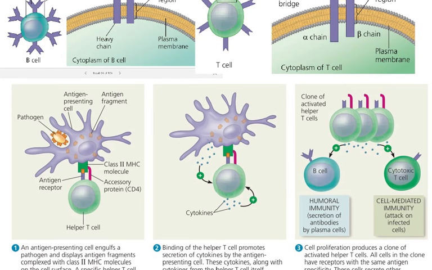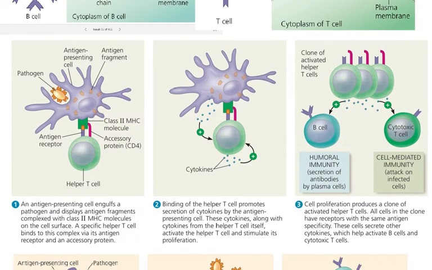So there's two types of T cells, cytotoxic that I mentioned before, and helper, which we're going to look at now. So a helper T cell gets activated by what we call a professional antigen presenting cell. So a professional antigen presenting cell is a cell whose main job is to eat up pathogens. So we talked about phagocytosis.